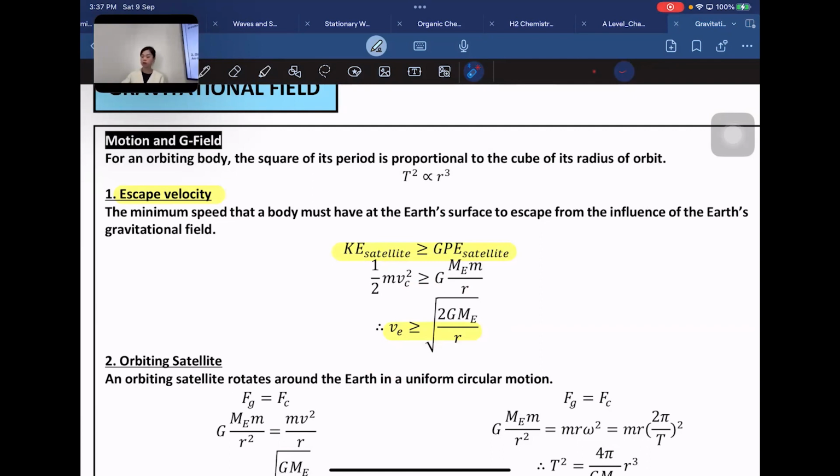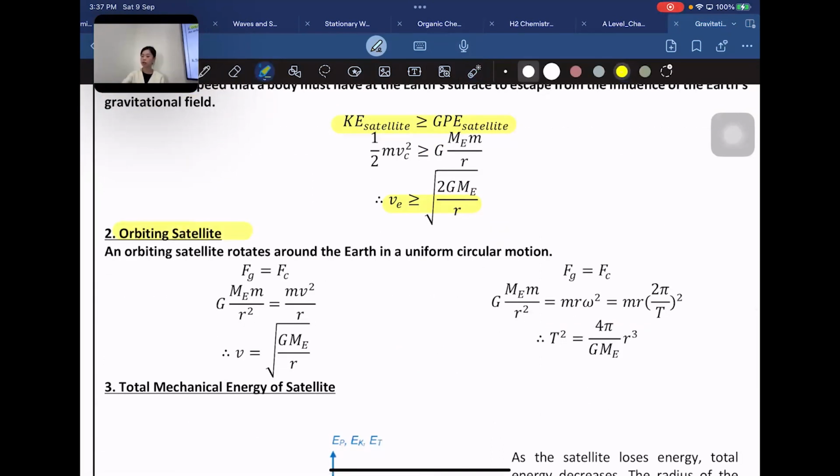Second, what happens if I have an orbiting satellite? The word orbiting here straight away means that your satellite is rotating and hence moving in circular motion. So very straightforwardly, I can just say the centripetal force, which is the resultant force, is provided by the only force present, and that is your gravitational force. This equation can help you find a lot of things, because gravitational force is GMm over r squared. If I want to find the orbiting speed, I just use the centripetal force mv squared over r, then manipulate to get this equation.